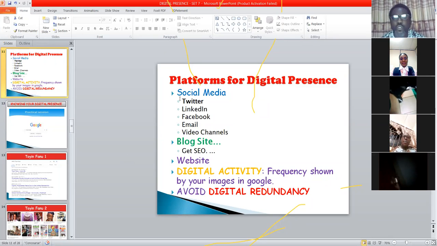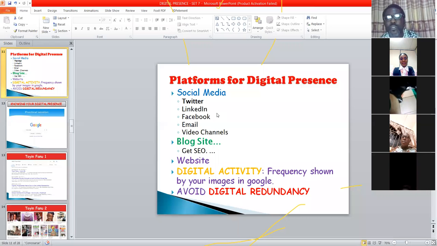Another thing is, of course, your Facebook, your email and video channels. All these things will help you. But okay, I will tell you the reason why WhatsApp is not captured, I love that question. It is because most of the things you type on WhatsApp don't really stay with you. That's why a lot of people are in a lot of groups, they have written a lot of things, and they don't stay with you.